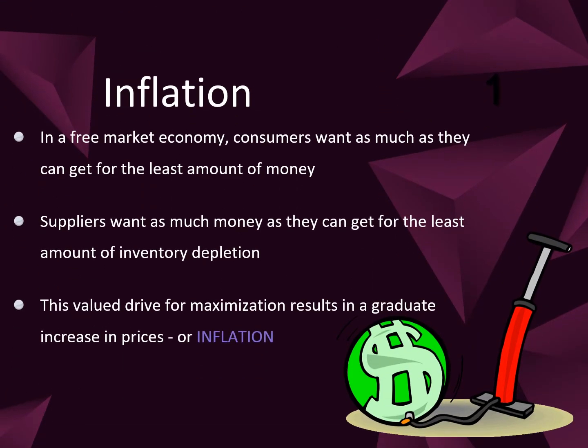So, in a free market economy, consumers want as much as they can get for the least amount of money. On the other hand, suppliers want as much money as they can get for the least amount of product or inventory depletion. This value drive for maximization results in gradual increases in prices overall, or another way to look at that is it results in inflation.